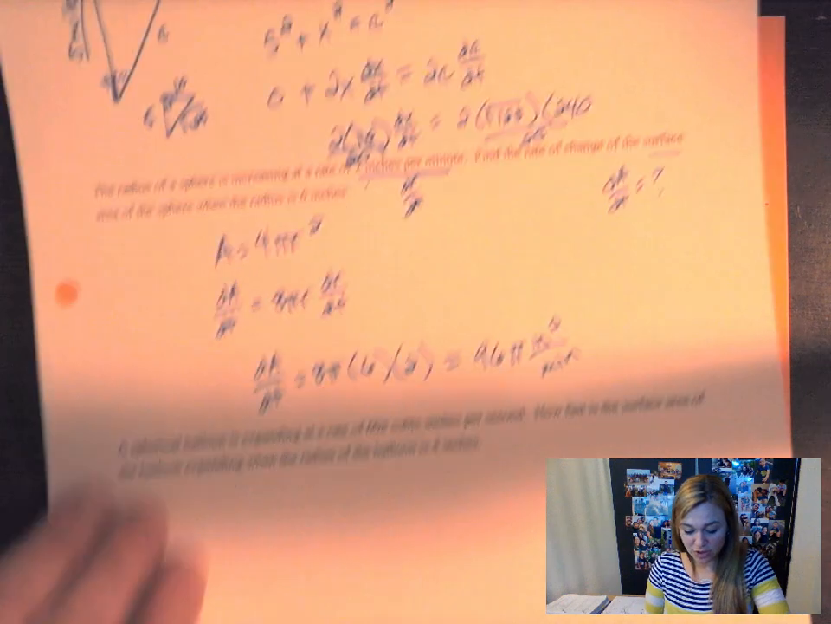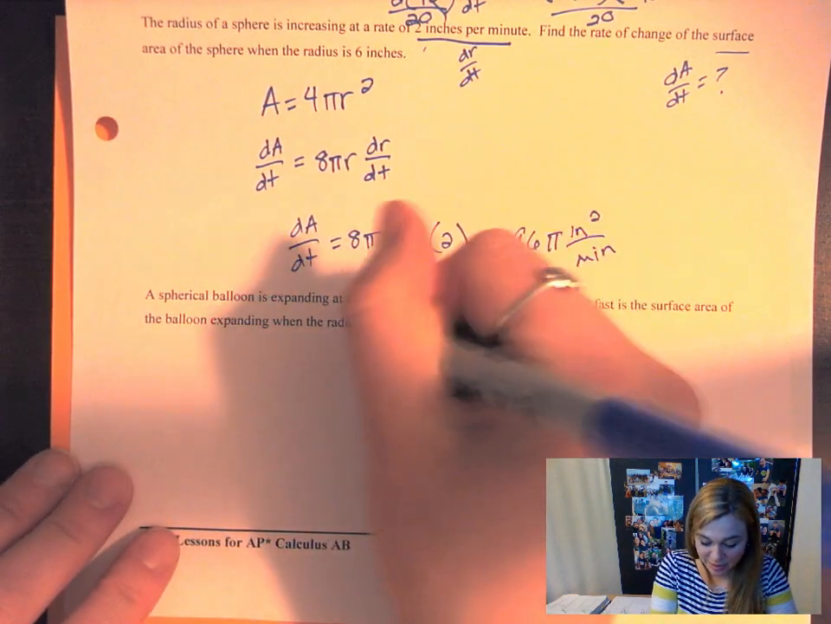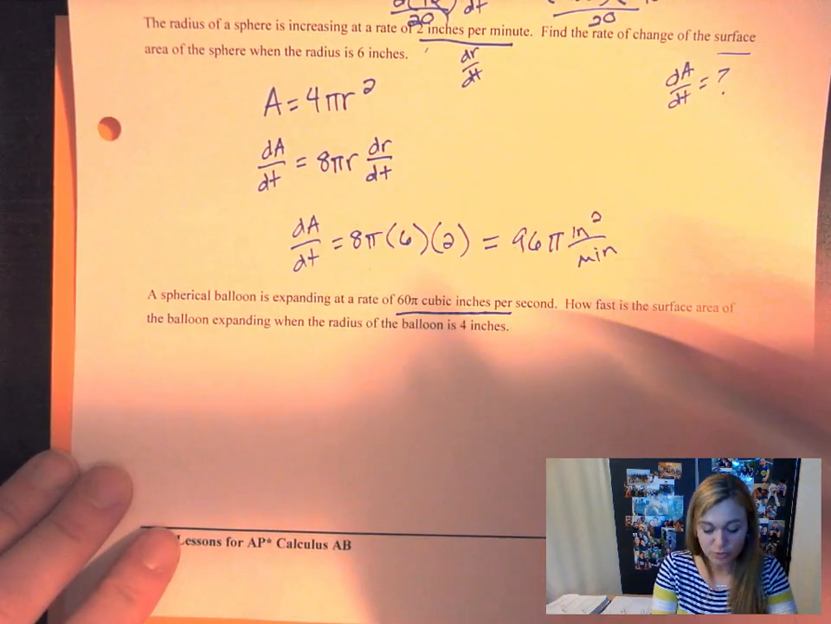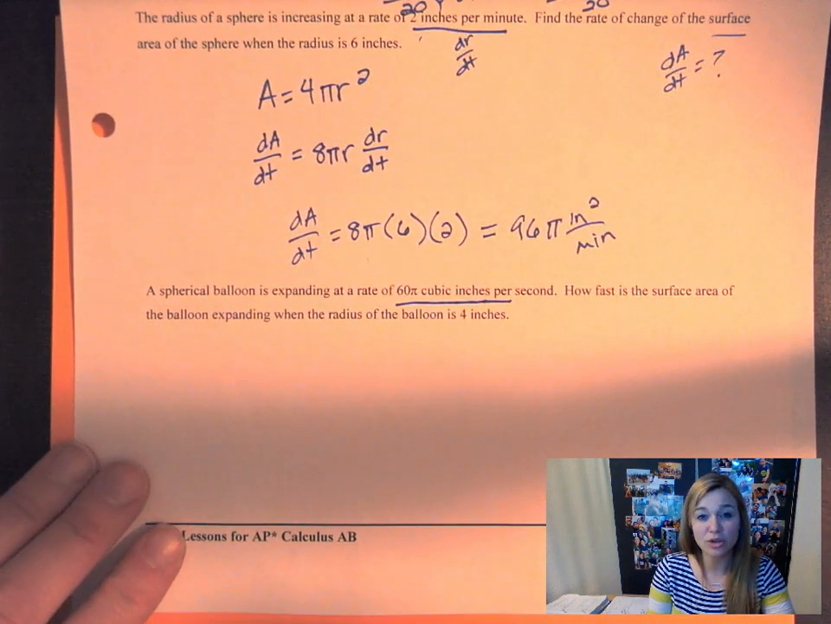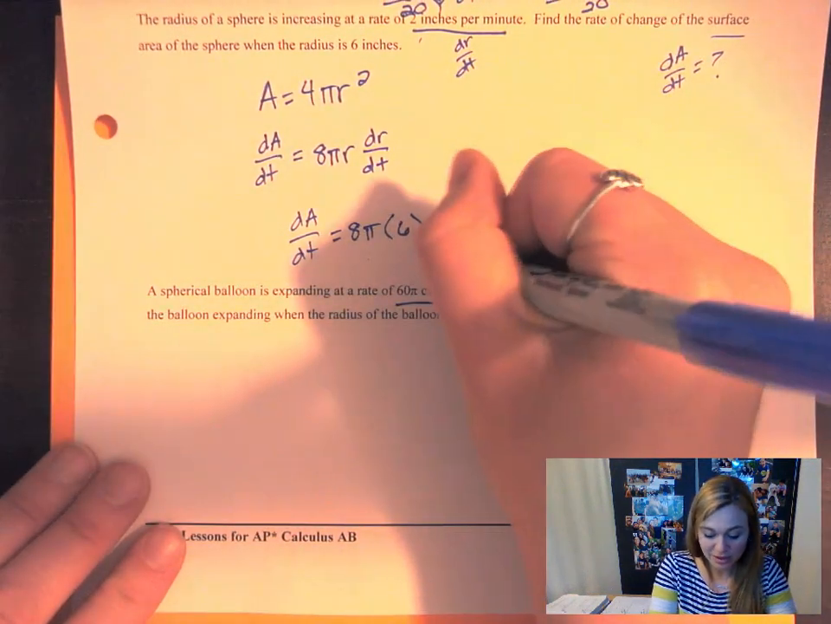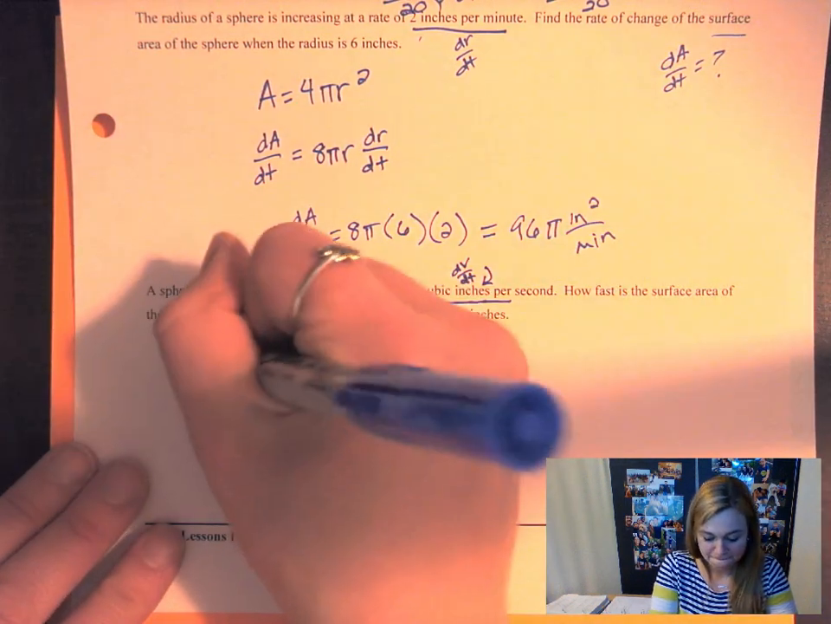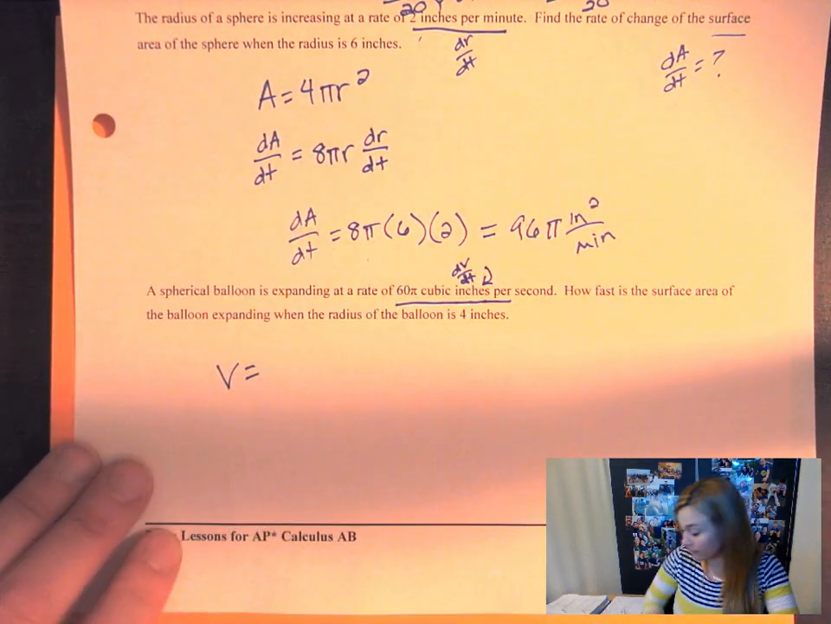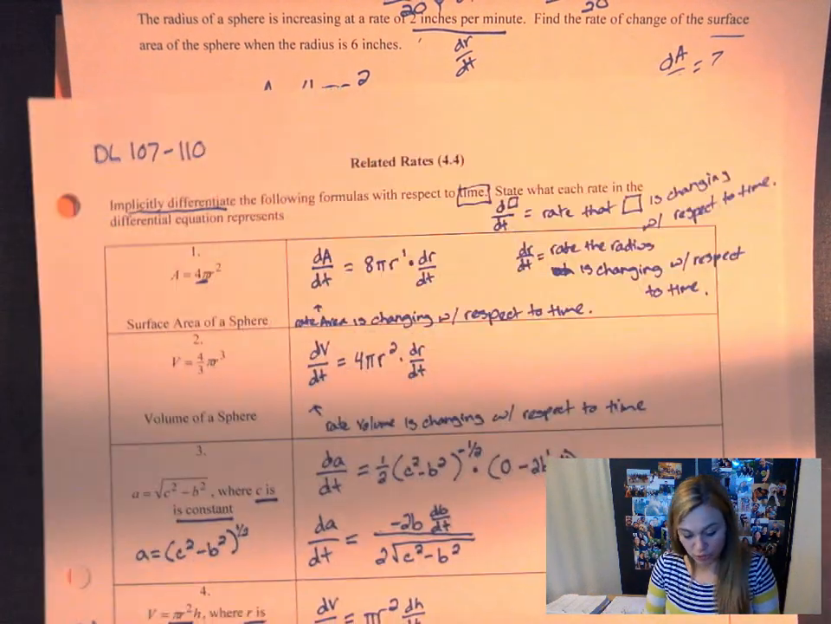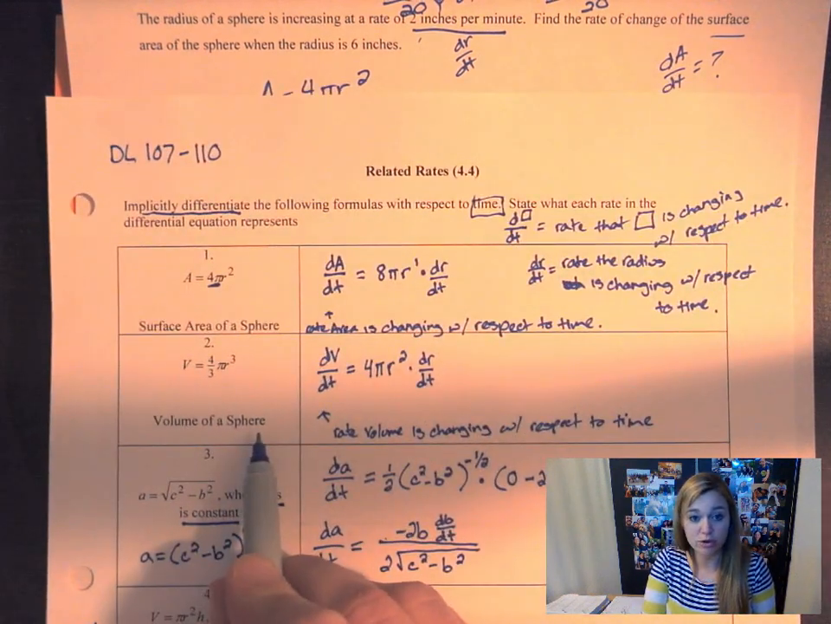Last one, I'm hoping that you took a break. A spherical balloon is expanding at a rate this time. So a spherical balloon, so same thing, but this time we're talking about cubic, which I know has to be dV dt in some way. So because it's the volume, I want something with the volume of a spherical balloon or a shape. Volume is 4/3 pi r cubed.